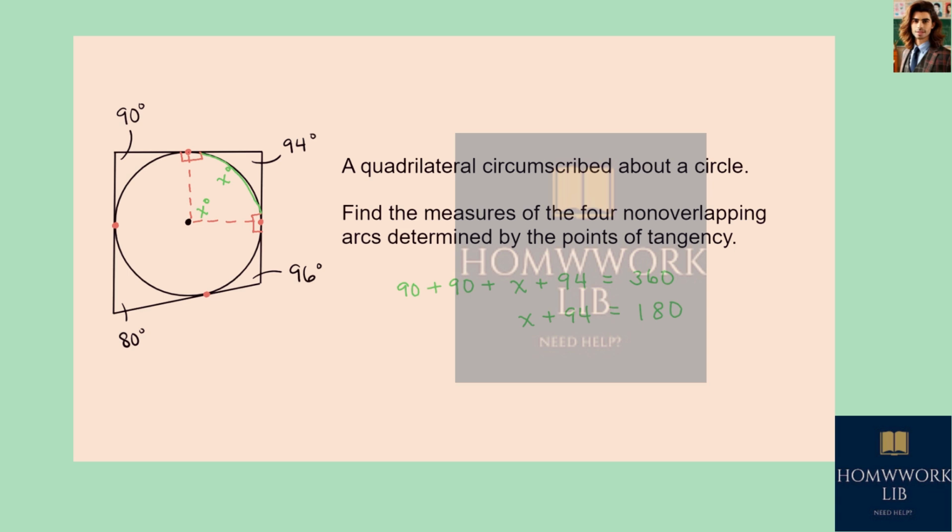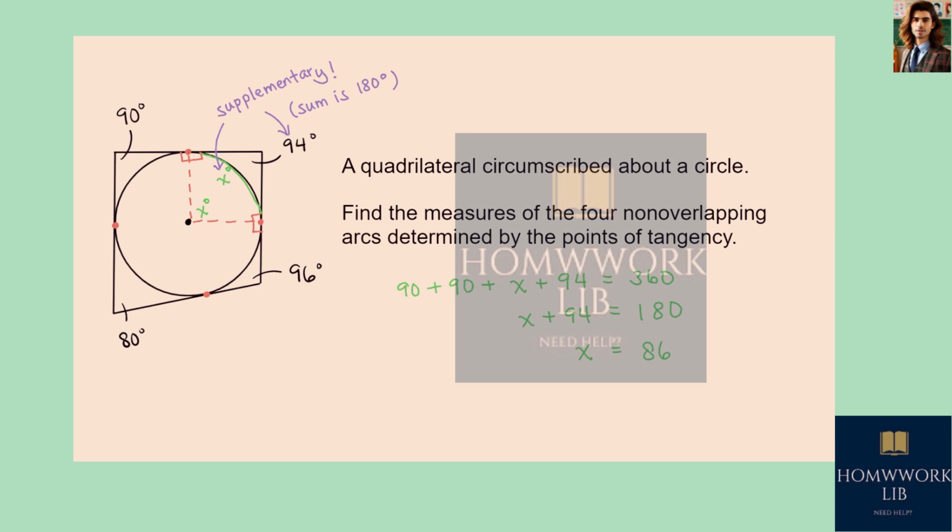Now, what's really nice about this is we now know that x and 94 are supplementary, because they add up to 180. So of course, all we need to do now is subtract the 94 from the 180 and we get our answer. But what's really nice is we can make this a more generic observation that we can use for the other ones as well. So here it is. Pretty much the measure of the arc that we're looking for and the given information are supplementary.